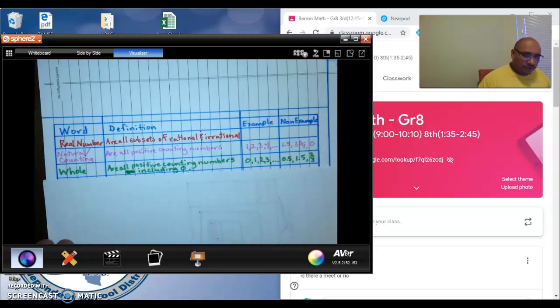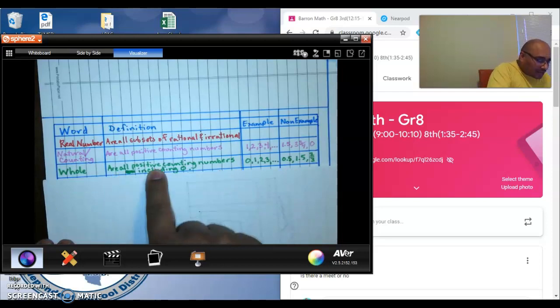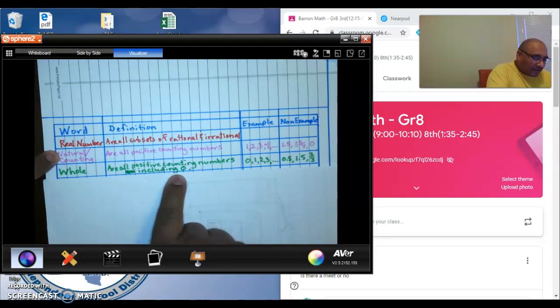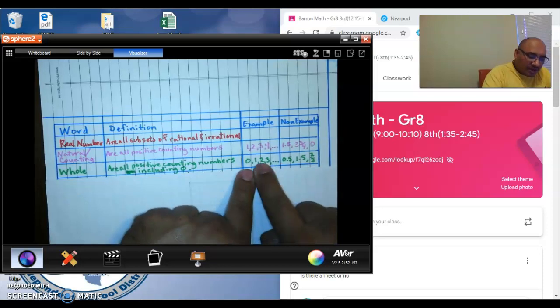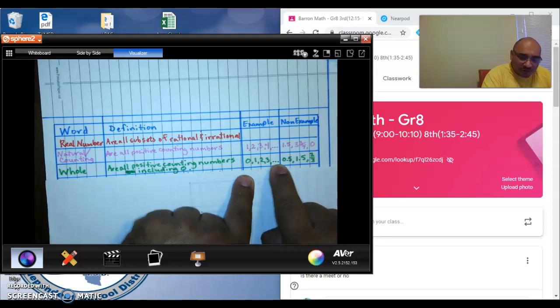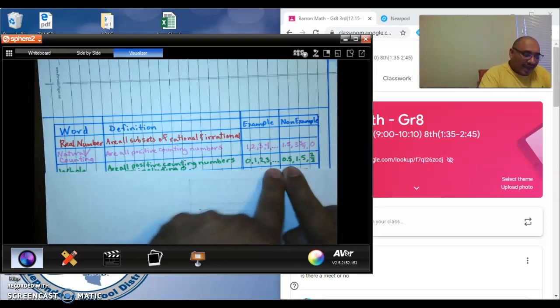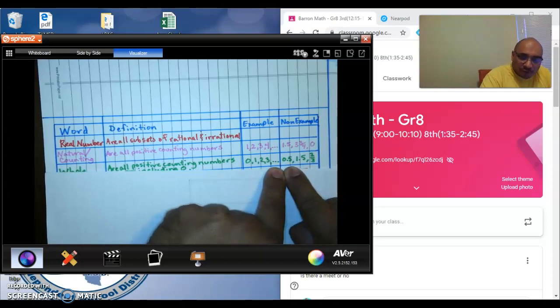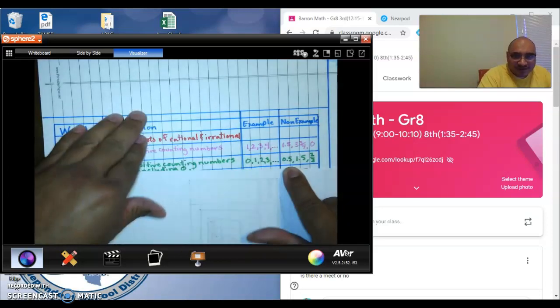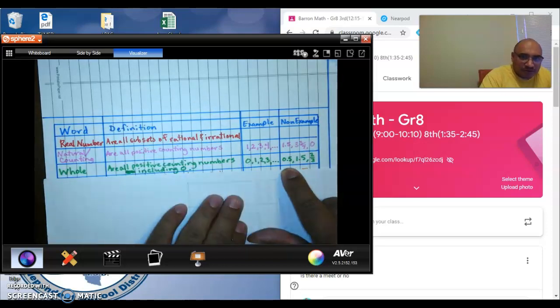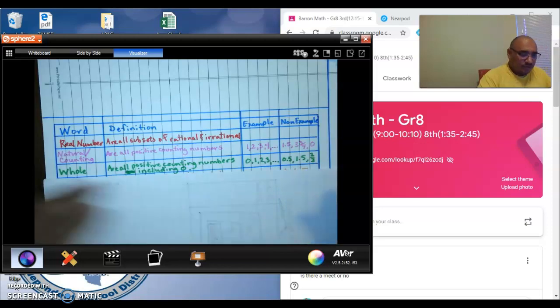Next, we have whole numbers. Whole numbers are all the positive counting numbers, including 0. So if you notice our example, I still have the counting numbers here, 1, 2, 3, and so on and so forth, but I've included 0. So it's 0, 1, 2, 3, and it continues on forever. A non-example is 0.5. That's half of a number. We can't count half of a finger. So 0.5, 1.5, 2/3. Those are considered non-examples. And those are just some of them, not all of them.